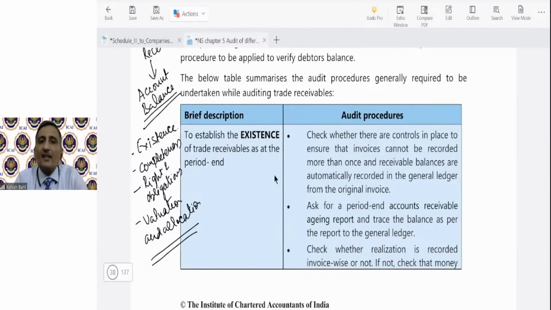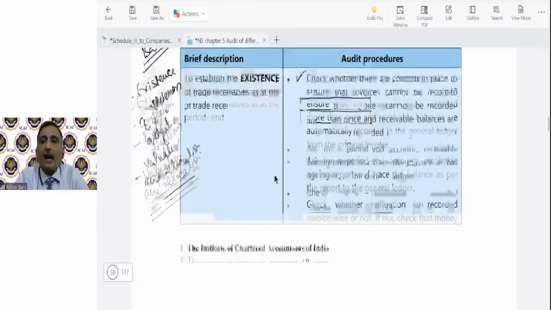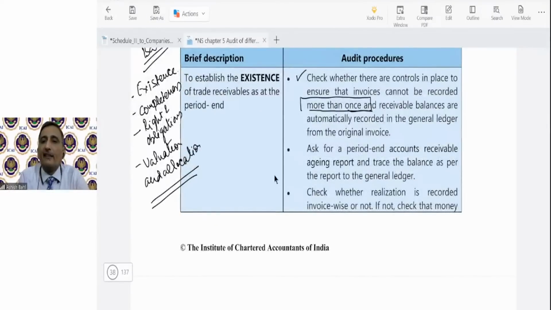So to establish the existence of trade receivables at the period end, what audit procedures would the auditor perform? He would check whether there are controls in place to ensure that invoices cannot be recorded more than once. That is, an invoice which has been entered once in the books of accounts cannot be entered again. Okay. Ask for a period end accounts receivable aging report and trace the balance as per report to the general ledger.